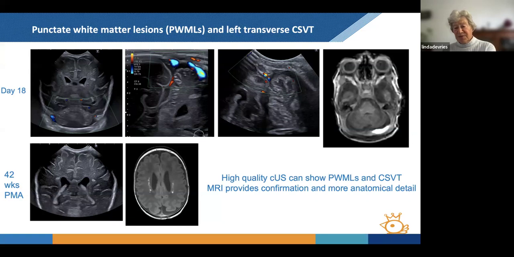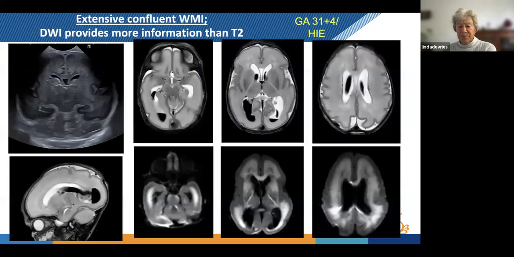And at the same time, in this baby with meningitis, we also look at the mastoid view with the transverse sinus. We see beautiful flow here on the right side, but we do not see any flow on the left side. And on the early MRI, we see that there is a sinovenous thrombosis, as we can encounter in children with a meningitis. So MRI provides confirmation of the sinovenous thrombosis and also more anatomical detail of the white matter.